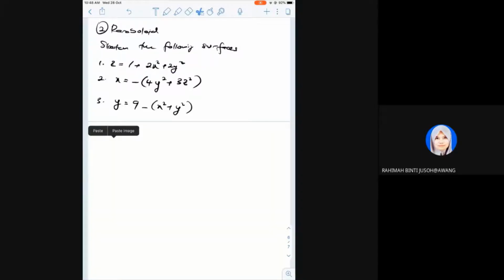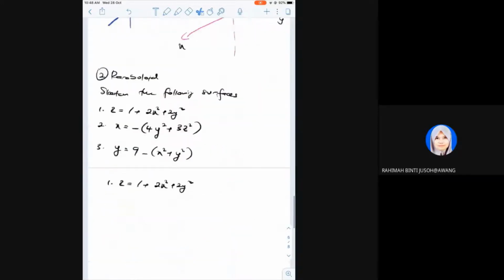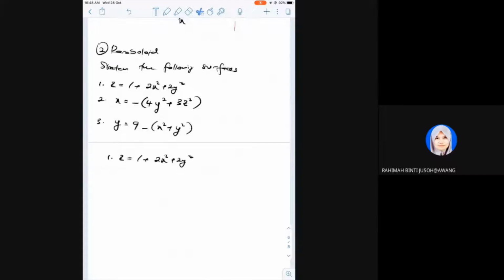Okay guys, now question number 1. Before that, what's the difference between the paraboloid equation and the parabolic cylinder just now? What is the difference with this parabolic cylinder? If you look at the equation at a glance, what's the difference? There are two variables and three variables. In a paraboloid, we have all the variables. We have z, x, y. They all exist. All variables are present.